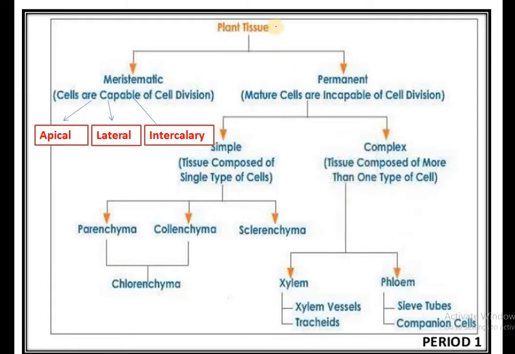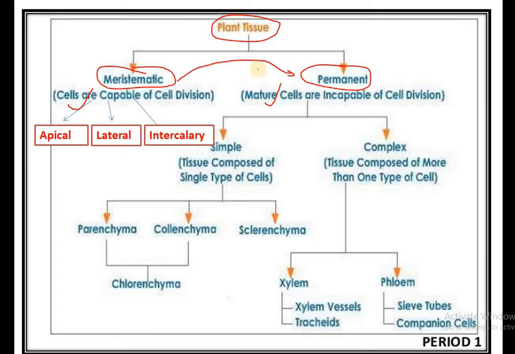Plant tissues are mainly of two types: meristematic tissues and permanent tissues. Meristematic tissues have cells that are capable of cell division. Permanent tissues have mature cells and are incapable of cell division. The permanent tissues arise from meristematic tissues as they slowly mature and almost stop cell division. Dear students, in today's class, we are mainly going to focus on the meristematic tissues.